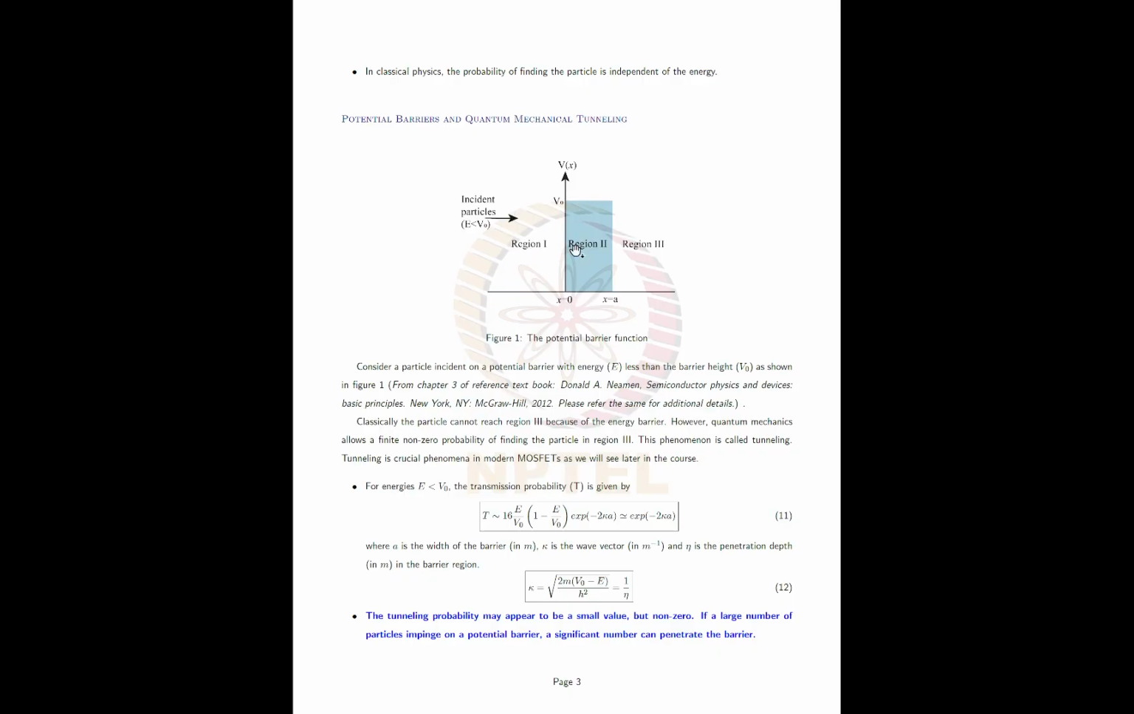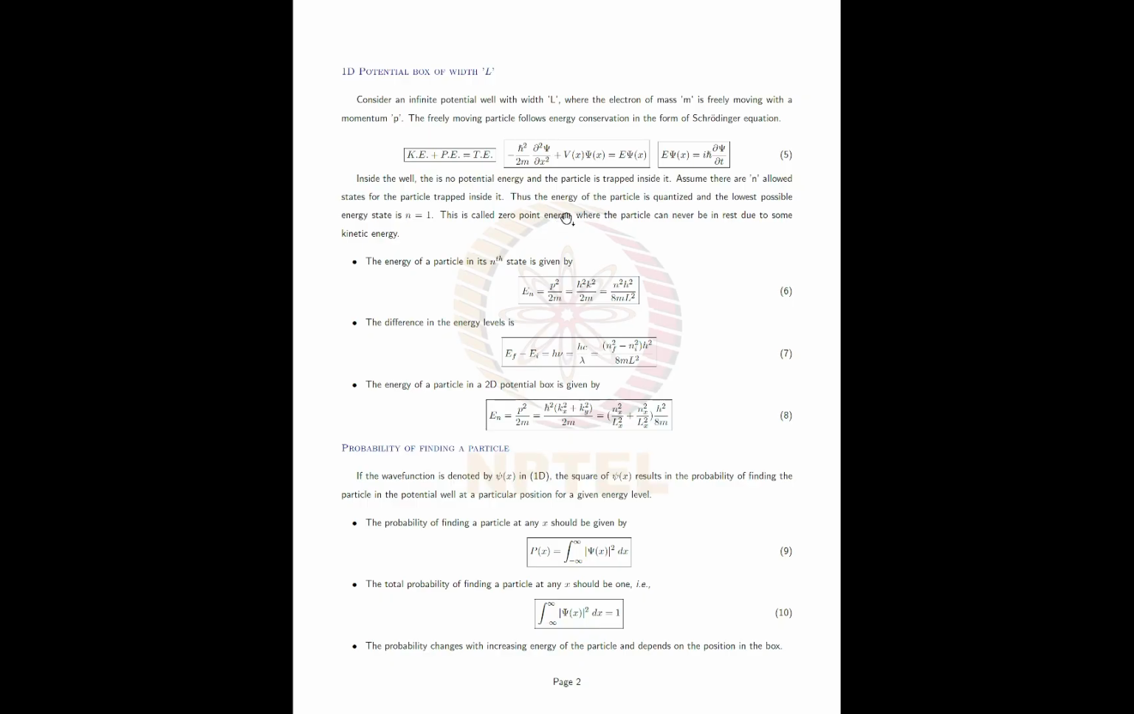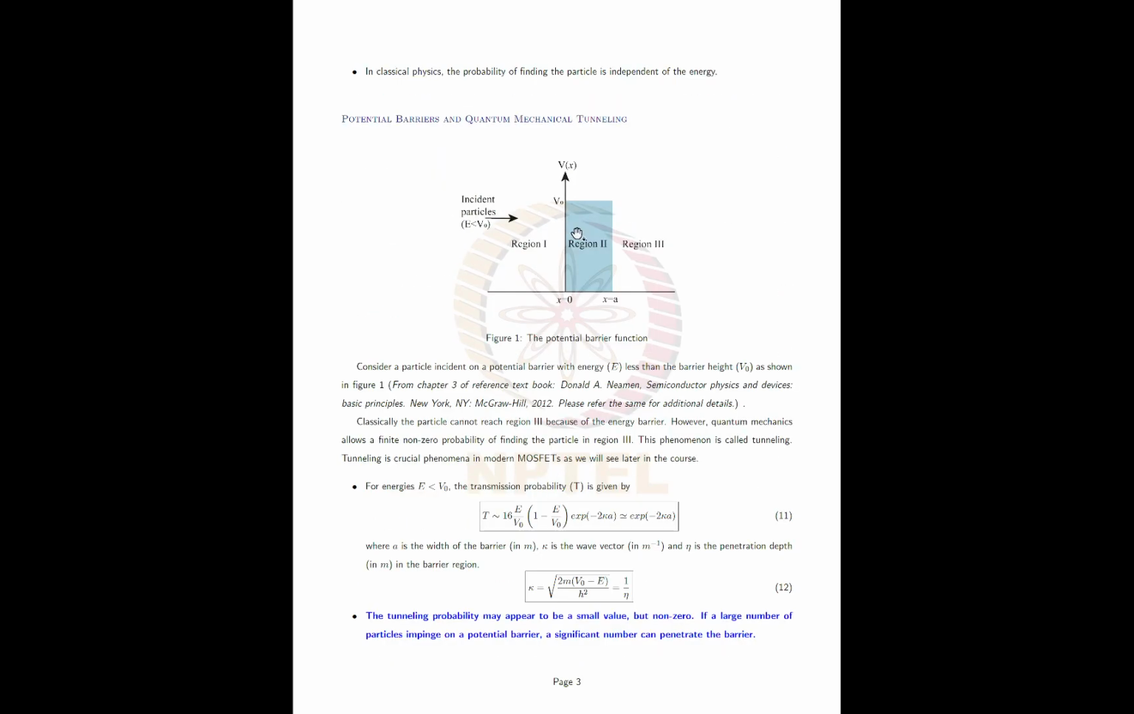Now if we take a finite well instead of an infinite potential well, where in the outside regions there is zero energy, and there is a region 2 which has a V naught energy. The particle will come from here, it will lose energy in this region, and then it will go out again. So this is called tunneling. In classical mechanics, the particle will rebound from here, but in quantum mechanics, the particle tunnels through this barrier if it has enough energy.